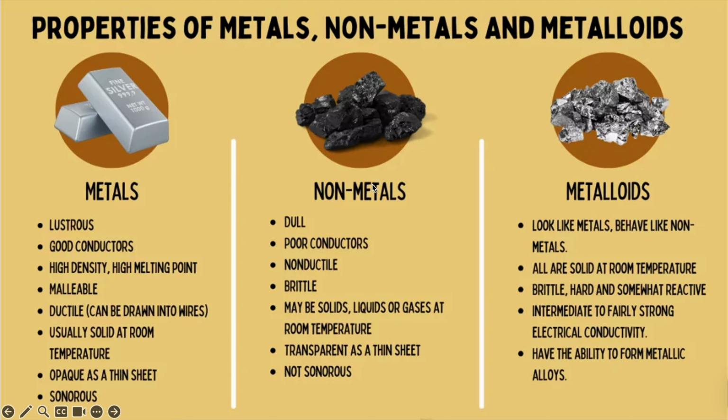Now let's take a look at your nonmetals. One thing you need to remember is that they are poor conductors, okay? They're non-ductile, which means that it's hard to shape them into wires, and that's because they're brittle. If you try to bend it, guess what? They break. They're also pretty dull, so they don't shine like your metals, okay? They can be solid, liquid, or even gas at room temperature.